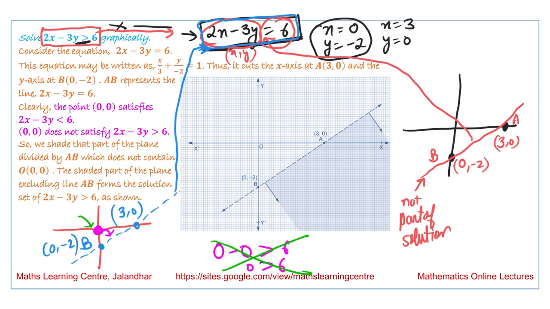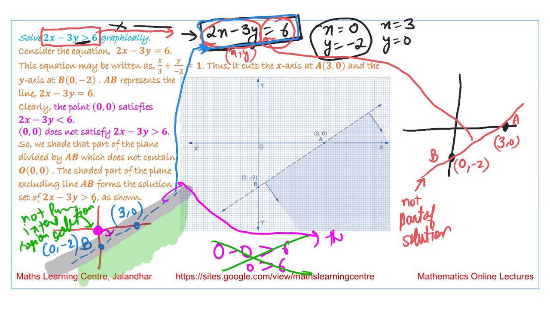It means this point is not lying in the region of solution, the region which represents the solution. It means the lower portion, below this dotted line, is the solution. And what is this dotted line representing? Why this dotted line? Because even the points lying on this line are not part of the solution set.